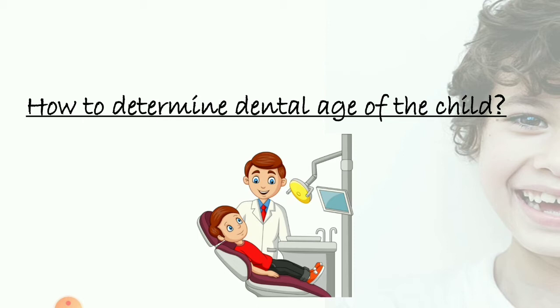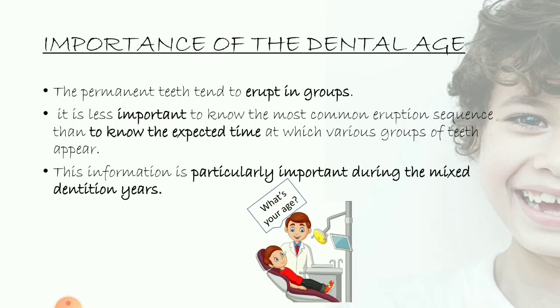So that's why it is very important to know the significance of the dental age of the child and how to determine it. So what's the importance of the dental age? The first thing which is very important is that the permanent teeth tend to erupt in groups, and it is less important to know the common eruption sequence rather than to know the expected time at which various groups of teeth appear. This information is particularly important during the mixed dentition years, because in the oral cavity both primary as well as permanent teeth are present. At that time it is very important to know which primary tooth sheds and which permanent tooth is going to erupt into the oral cavity.